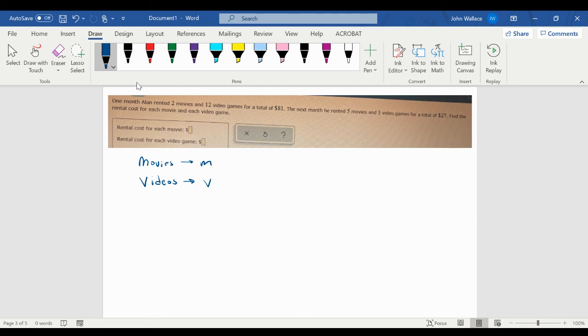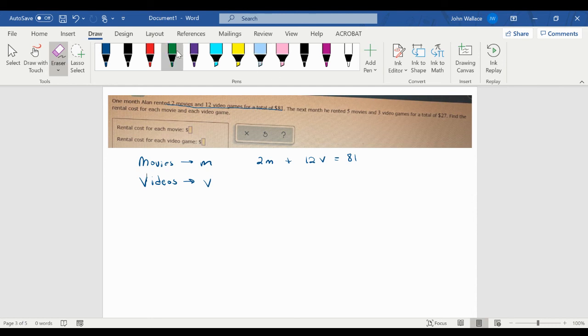In the first sentence, it says 2 movies and 12 video games has a cost of $81. So 2 movies plus 12 video games is equal to $81. So if you think about it, M is the actual cost of each movie. If we take 2 times that, that would give us how much money was spent on the movies. V is how much it costs per video game, and if we take 12 times how much it costs for one video game, that will give us the total amount of money spent for the video games. So hopefully this equation makes sense.